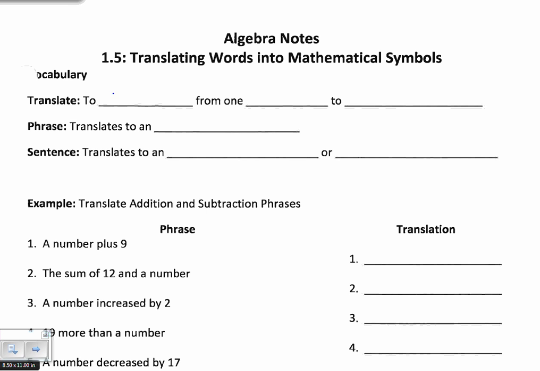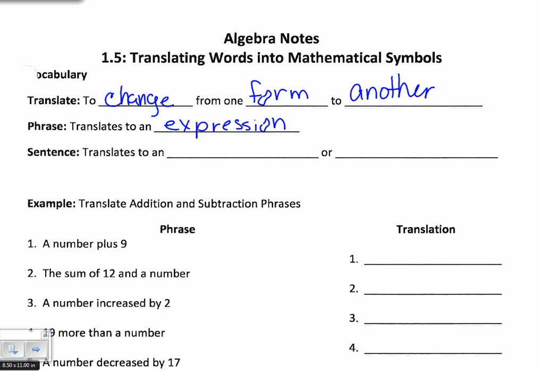Okay, so to translate means to change from one form to another. And we have two different things that we can translate in math. We can either translate a phrase or we can translate a sentence. A phrase is going to translate to an expression. Remember that word from earlier? Remember, an expression has neither an equal sign nor an inequality symbol. Okay, an expression is just letters and numbers and operations. No equal sign, no inequality.